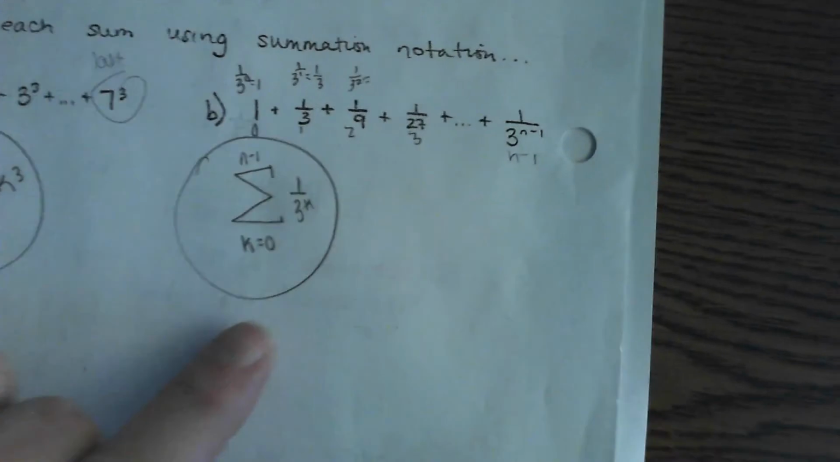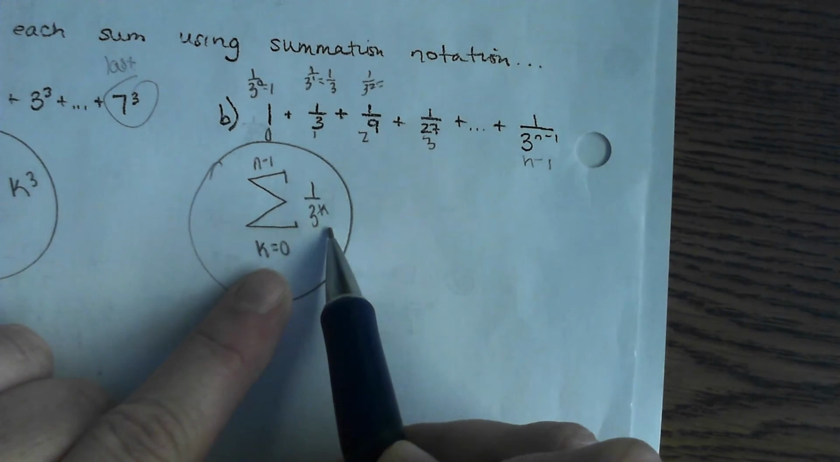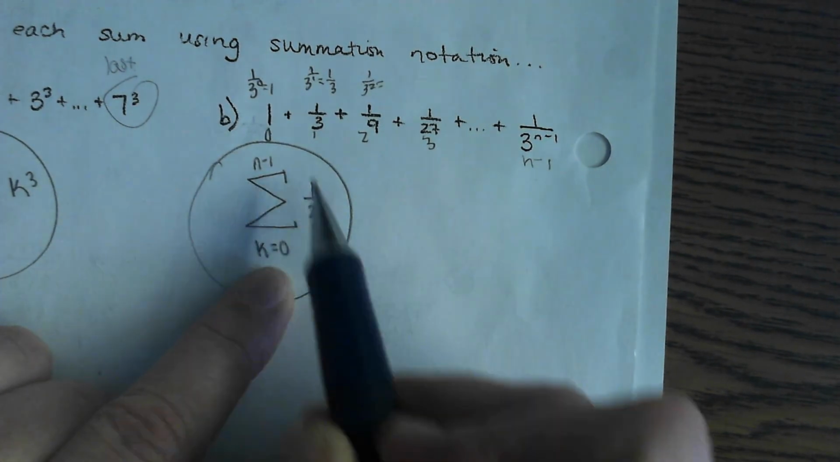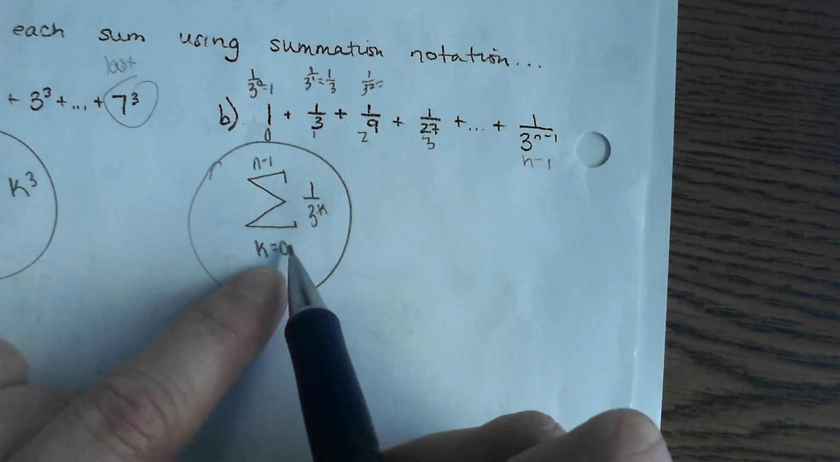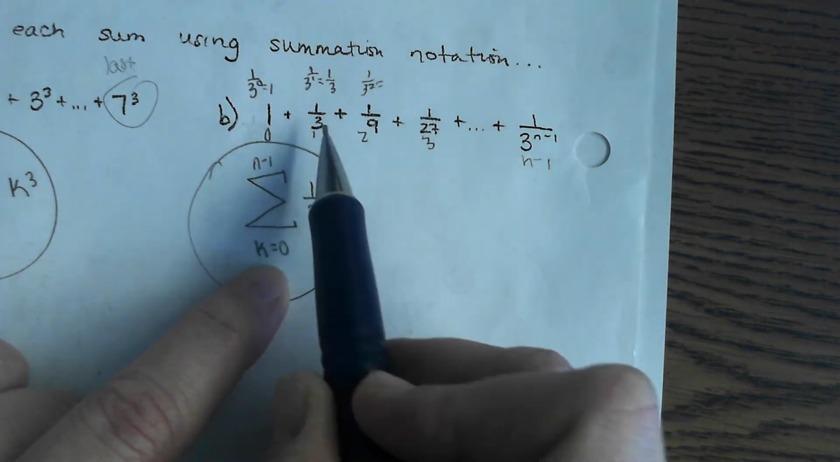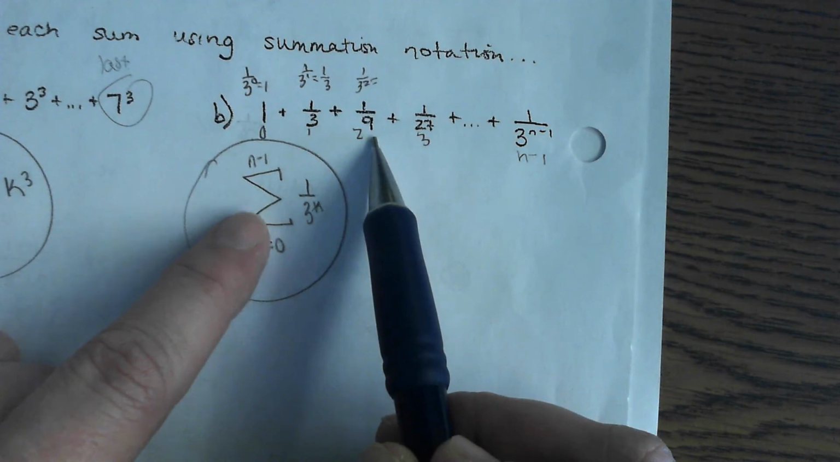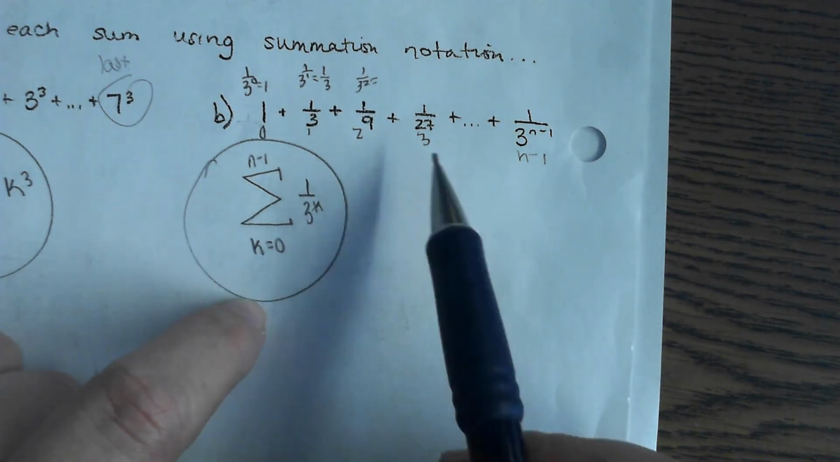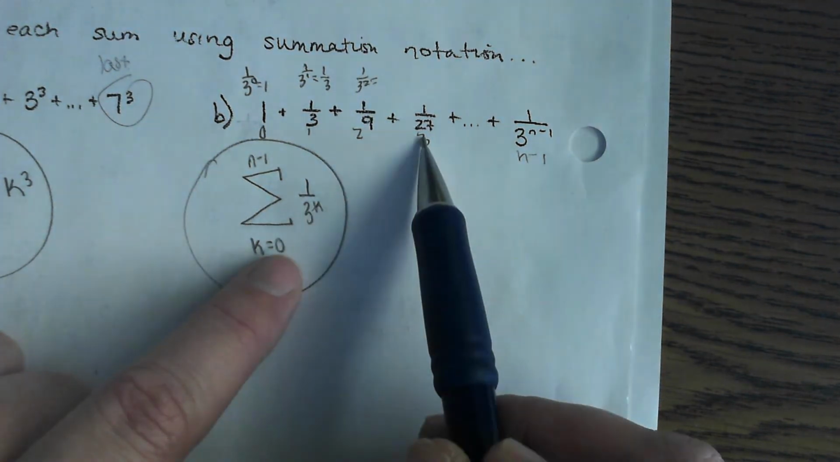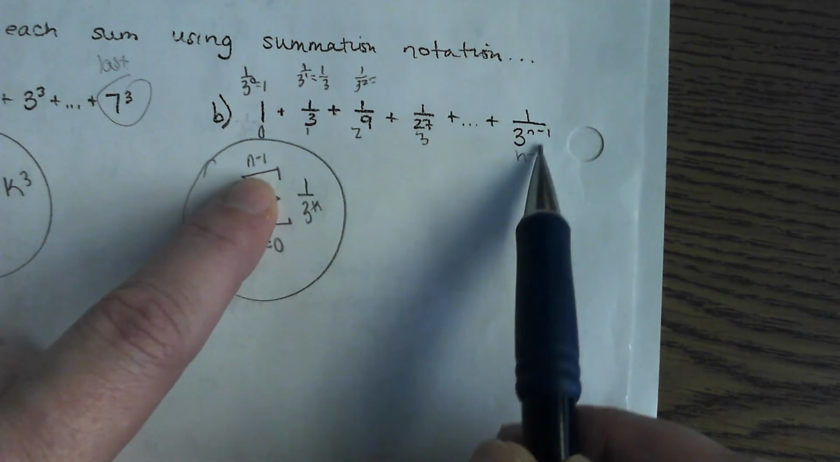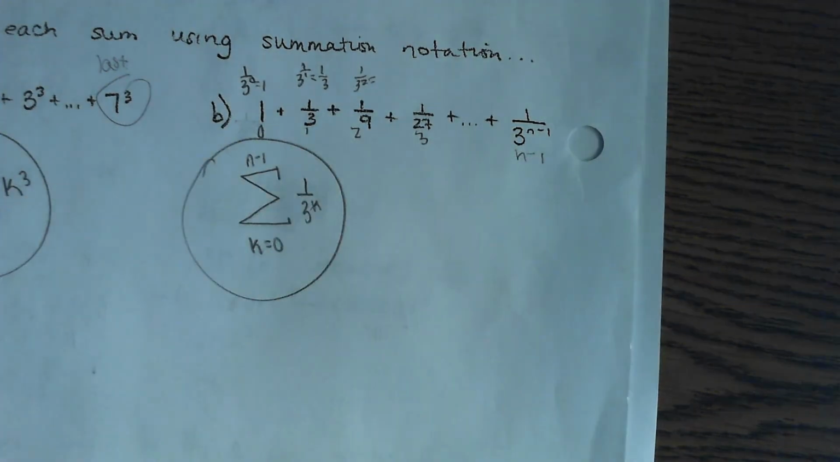So the first thing this person is plugging in is 0. So 1 over 3 to the 0 power would be 1 over 1, which is 1. Then you plug in a 1. 1 over 3 to the first would be 1/3. 1 over 3 to the second would be 1/9. So that seems to be working out. 1 over 3 to the third would be 1/27. And then 1 over 3 to the n minus 1 would just leave you there. So they ended at n minus 1.